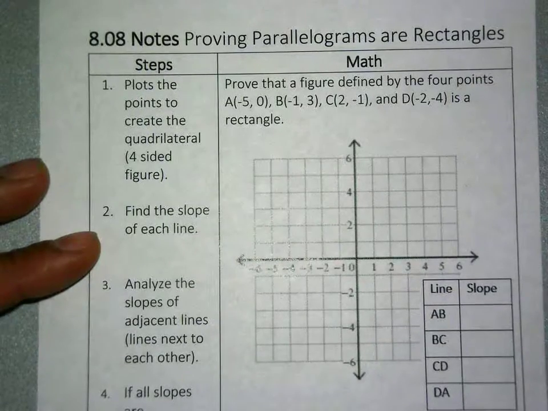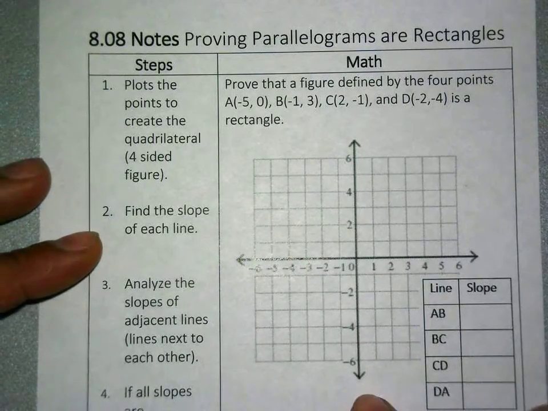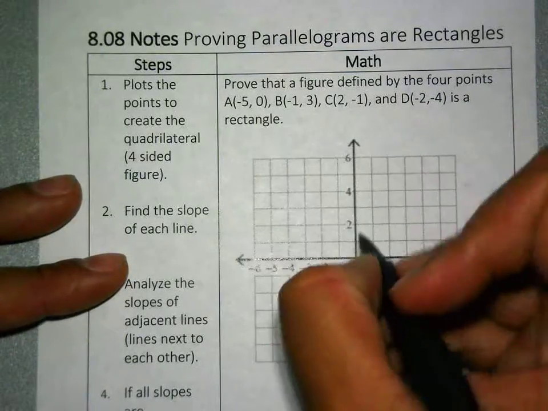In our previous notes, we learned about quadrilaterals, parallelograms, and rectangles. In these notes, we're going to prove that a four-sided figure is a rectangle. Our first step is to plot our points.